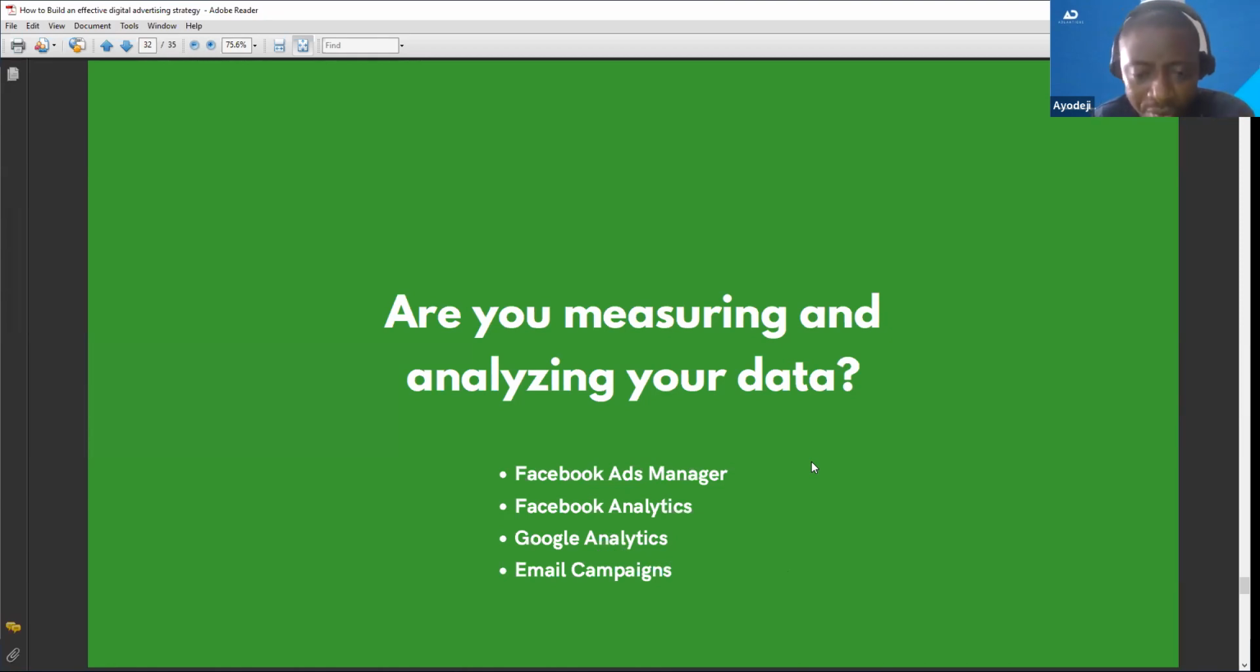How many pages are people visiting on your website? Where are they coming from? How long are they staying on your website? Which device are they using to view your website? These tools are great for measuring all of these things. All right, so start measuring today. Once you start measuring, it gives you a lot of insights on how to continue.